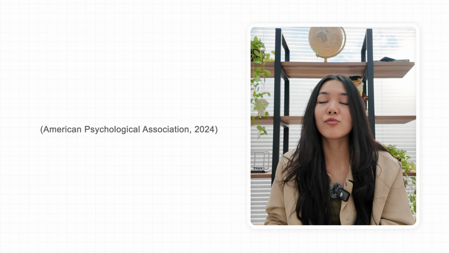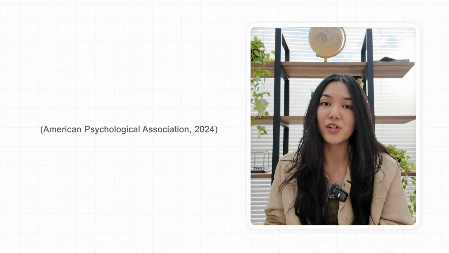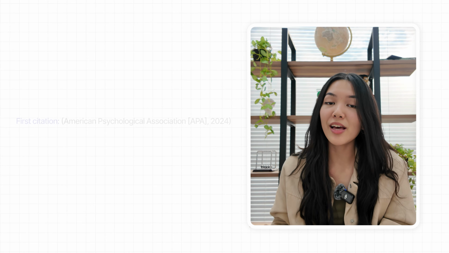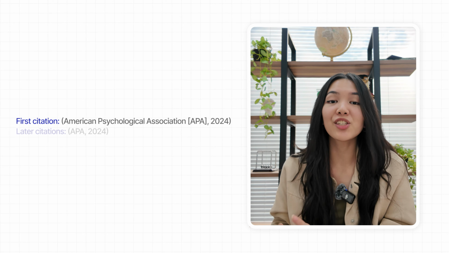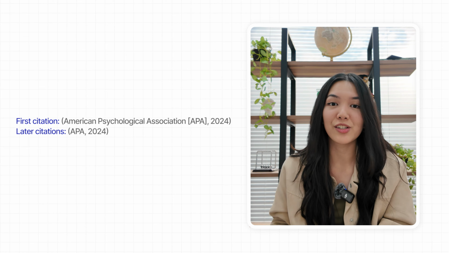If the author is an organization or a government agency, just cite the organization as you would an individual. And if it's an organization with a well-known abbreviation, you may include that in brackets in the first citation and then just use the abbreviation for later citations.